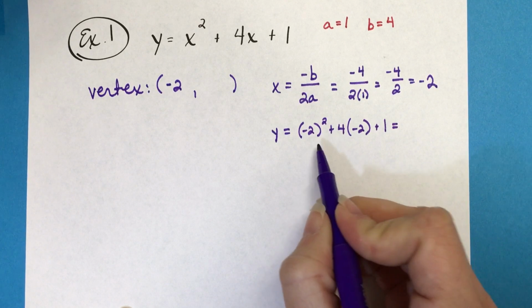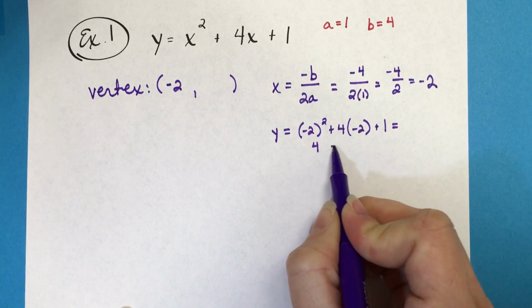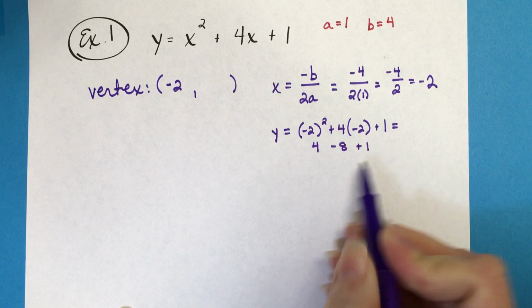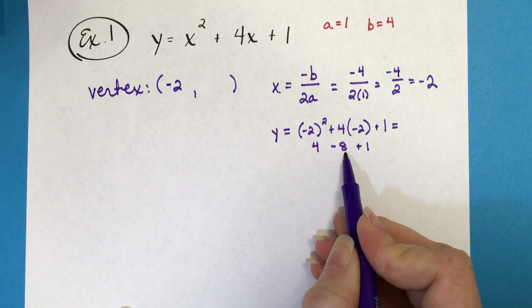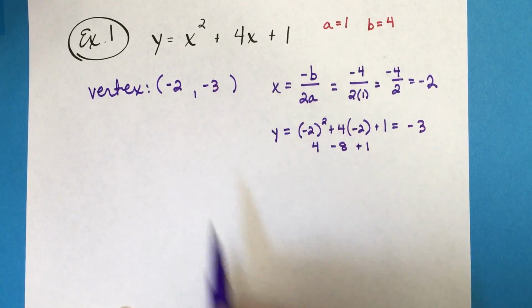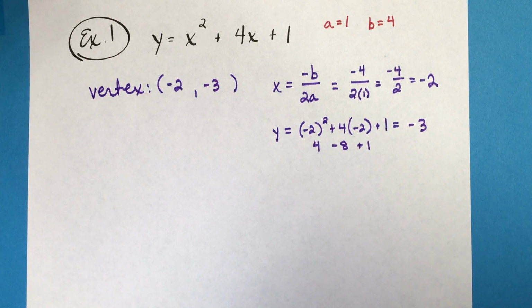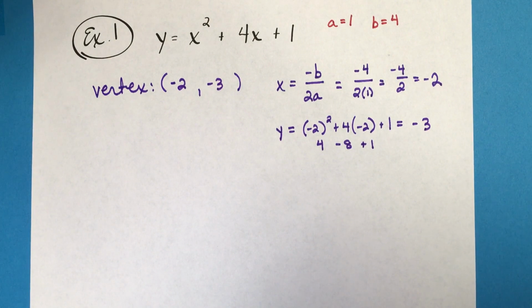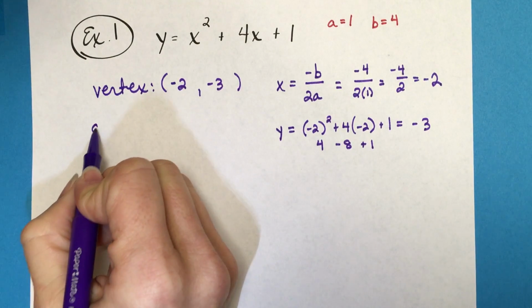Okay, so this is going to give me 4 minus 8 plus 1. So 4 minus 8 is negative 4, plus 1 is going to give me negative 3. So my vertex is (-2, -3). Okay, also tell me, remember, axis of symmetry.